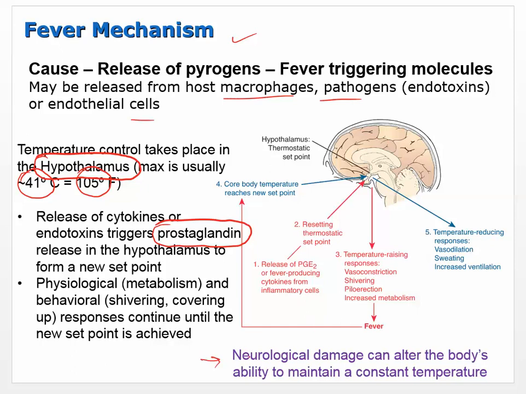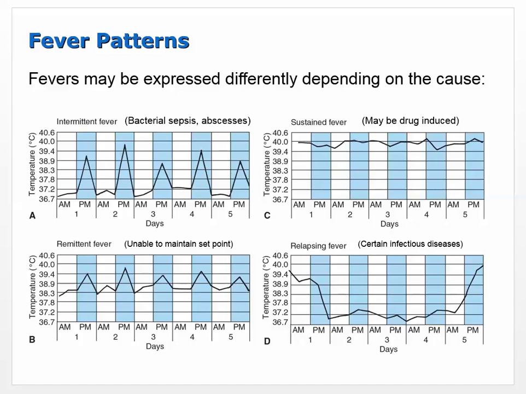Now the problem is neurological damage can alter the body's ability to maintain a constant temperature. So sometimes we see that in head injuries, things like that. In general, it's okay to control a fever, because it can cause damage, and it makes us feel crappy. If we already know what's going on and some kind of treatment is imminent, controlling the fever is in general a good thing.